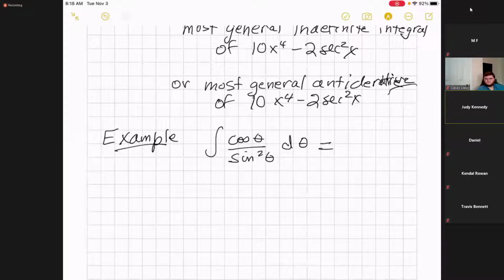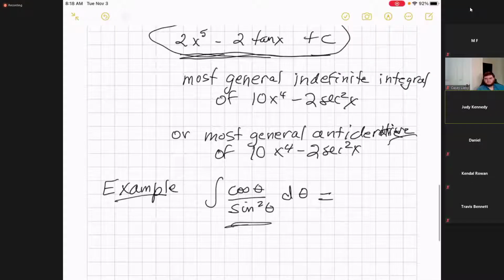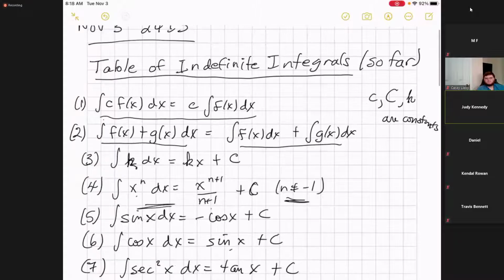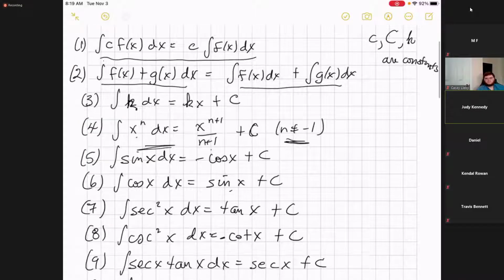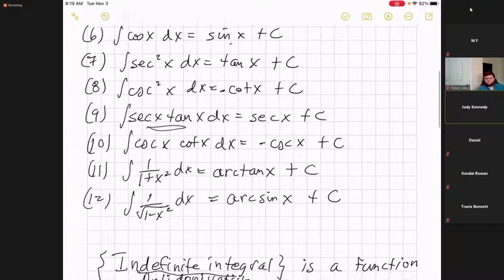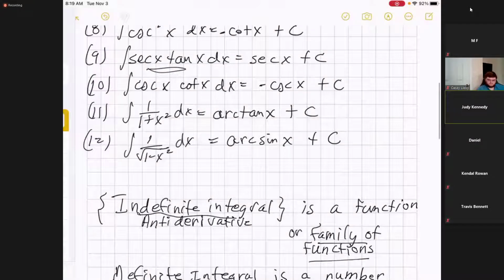All right. Now, there's nothing in the table that tells you what to do with this function. That's the quotient of the cosine and sine squared. Okay. Nothing in the table. Go back and look. All right. There's nothing in the table that tells you what to do when you have the quotient of two functions or the product of two functions. Well, except for maybe that very special product.